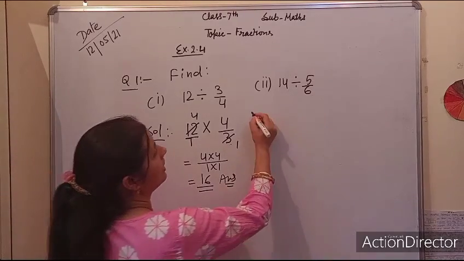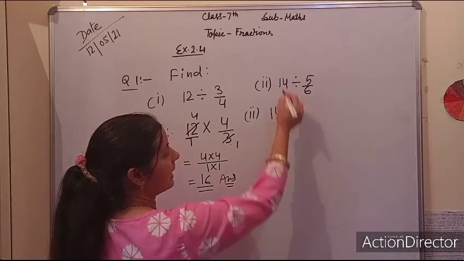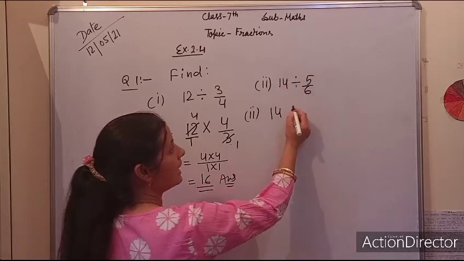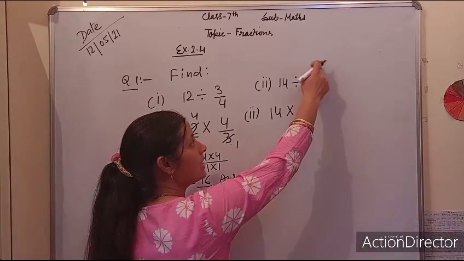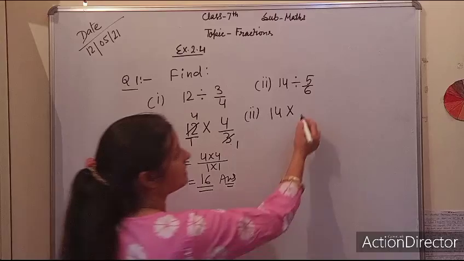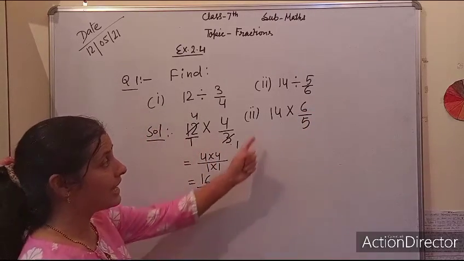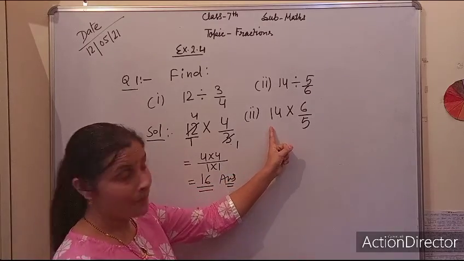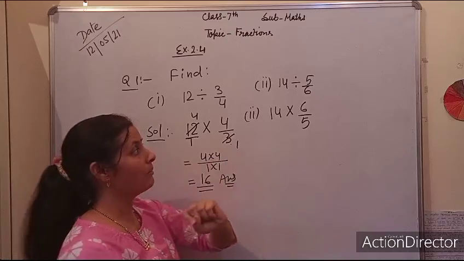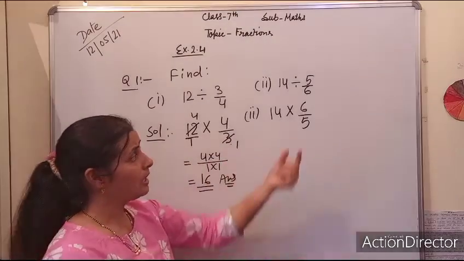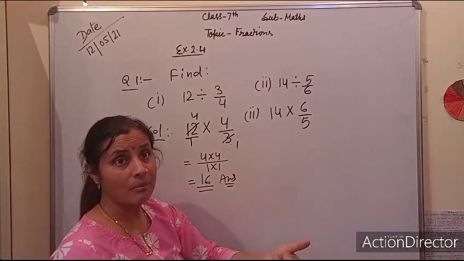Now come to the second one. The second one is the same. 14 will be as it is. Again, I am changing this sign. Instead of division, I am using multiplication. Then I will use the reciprocal of 5 by 6, which will be 6 upon 5. Now you can see that 14 is a composite number and 5 is a prime number. So there is no number to cancel, because a prime number cannot be divided by any other number.